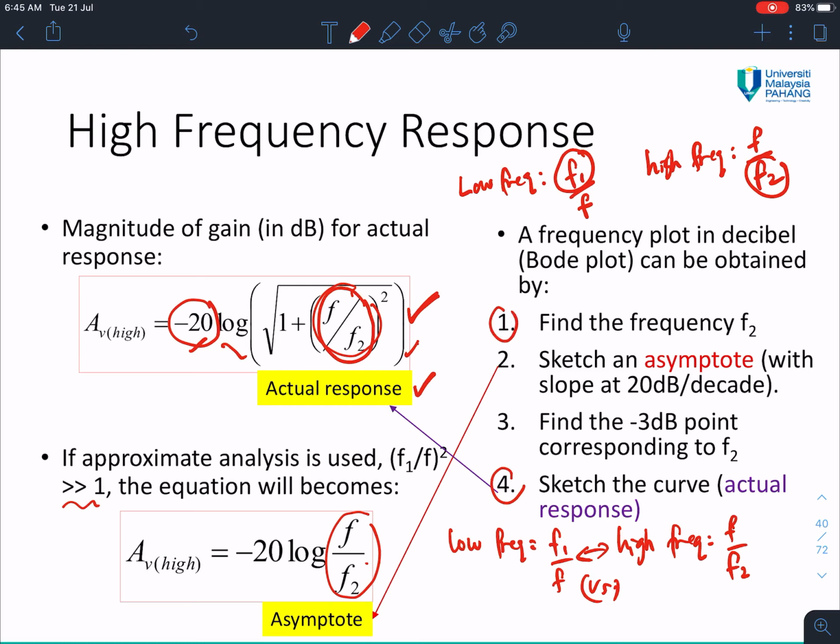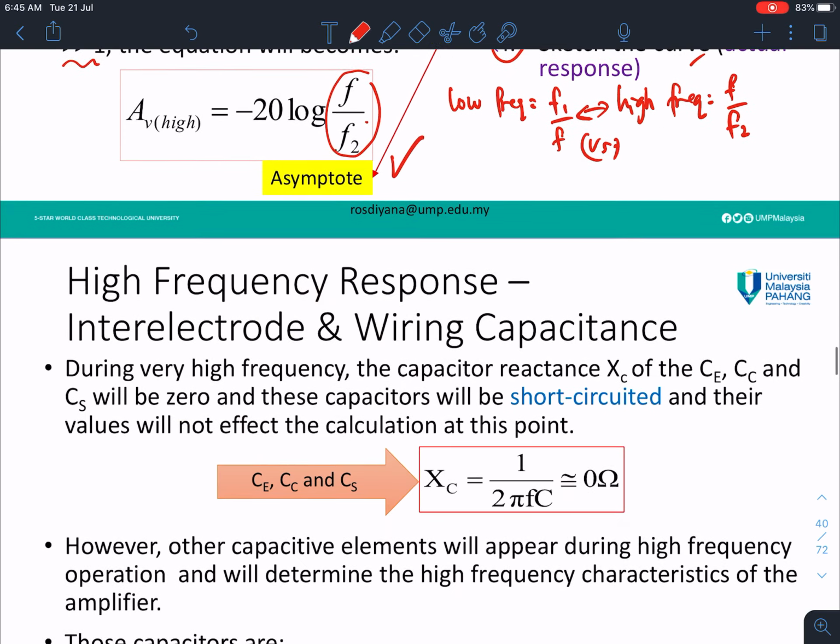To plot the frequency response in decibels, we use these steps. The first one, find the frequency, which we already have. Second, sketch the asymptote using this formula. Then find the negative 3 dB point, and then we sketch the curve.